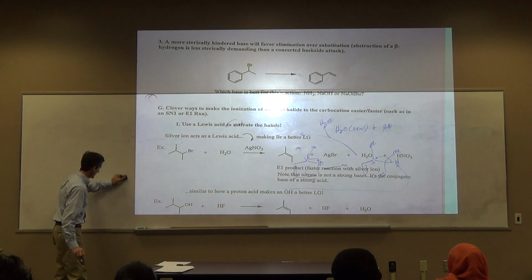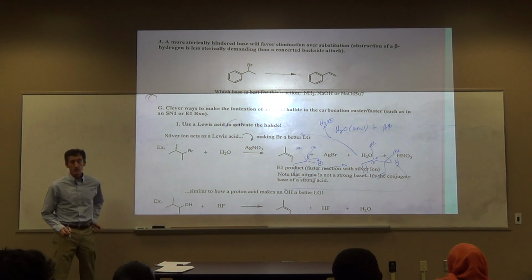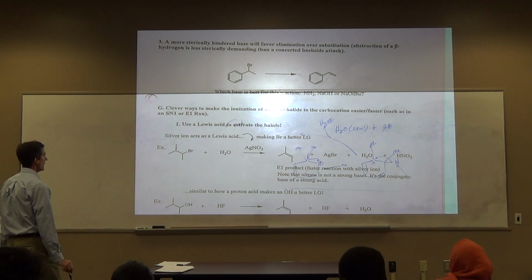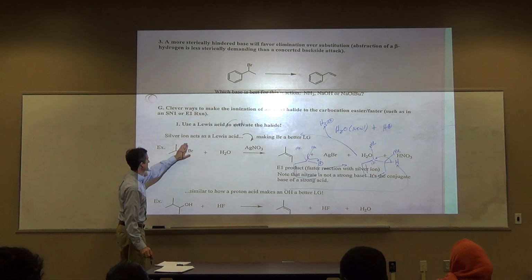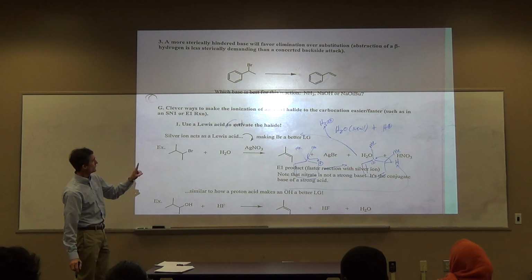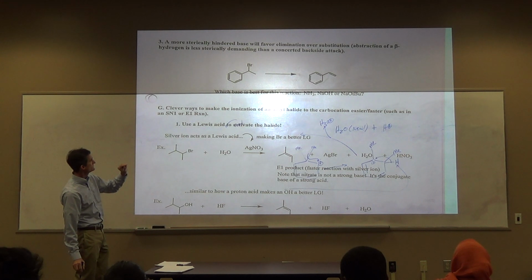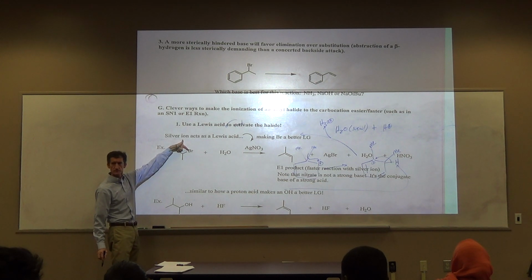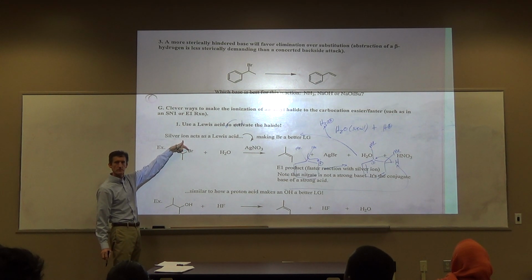Okay. H plus is a Lewis acid. It's also a Bronsted-Lowry acid, we typically just call it this. Lewis acid. It's a clever way of making bromine a better leaving group. Well, any halogen. Is a halogen a good leaving group? Yeah. Yes. Okay.